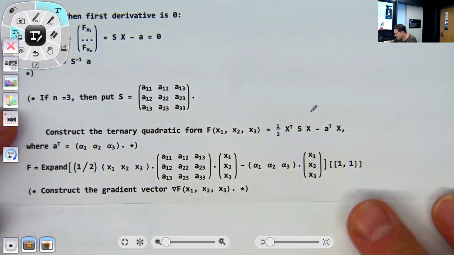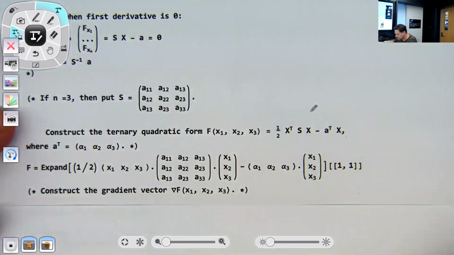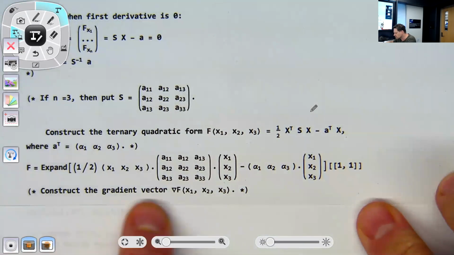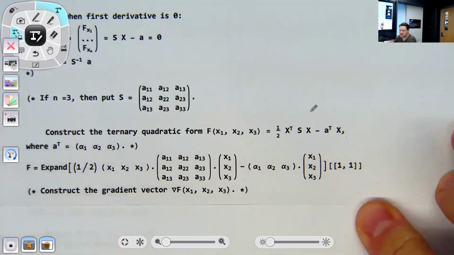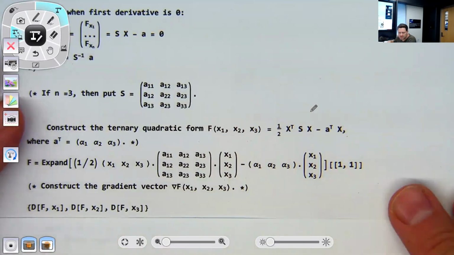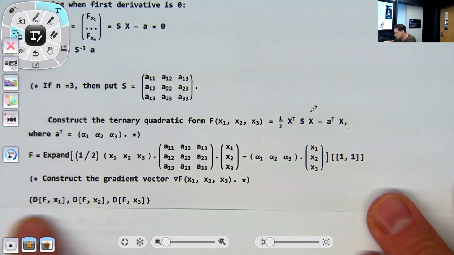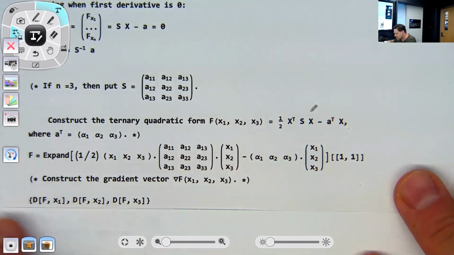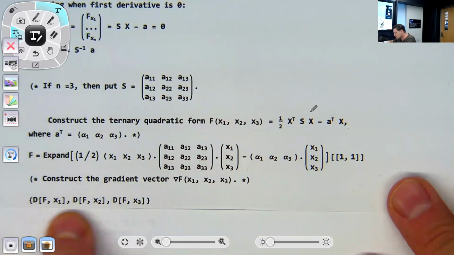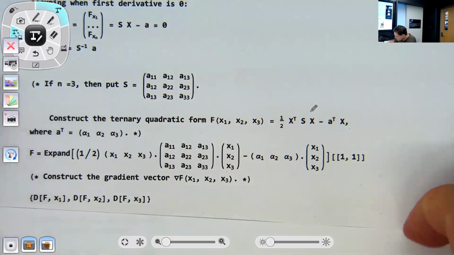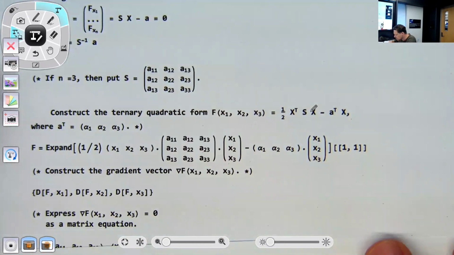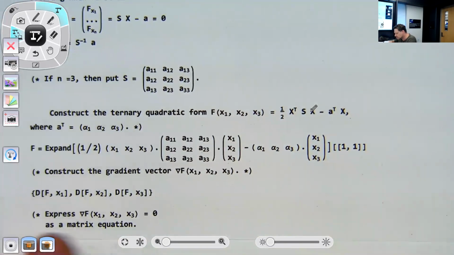Next, and that'll come out and I'll show it to you in a moment, you will construct the gradient vector. That just takes partial derivatives. Again, I can do this with Mathematica just using the uppercase D, because that F is already in memory at that point. So this is the gradient vector there, and that will be displayed as well. What I'm saying next is, express this grad f equals 0 as a matrix equation.